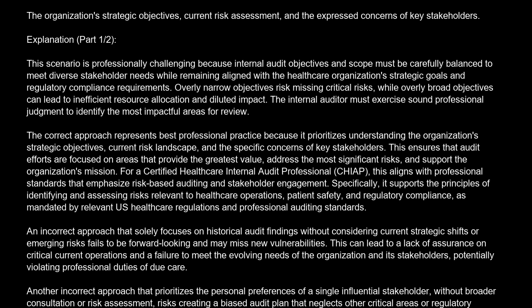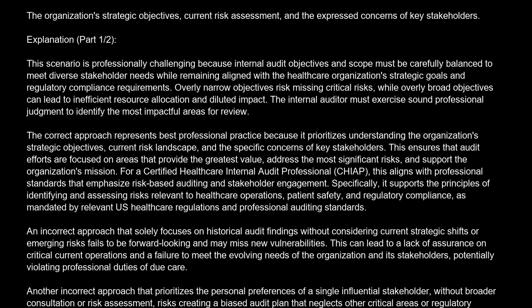The correct approach represents best professional practice because it prioritizes understanding the organization's strategic objectives, current risk landscape, and the specific concerns of key stakeholders. This ensures that audit efforts are focused on areas that provide the greatest value, address the most significant risks, and support the organization's mission. For a Certified Healthcare Internal Audit Professional, CHIAP, this aligns with professional standards that emphasize risk-based auditing and stakeholder engagement. Specifically, it supports the principles of identifying and assessing risks relevant to healthcare operations, patient safety, and regulatory compliance, as mandated by relevant U.S. healthcare regulations and professional auditing standards.